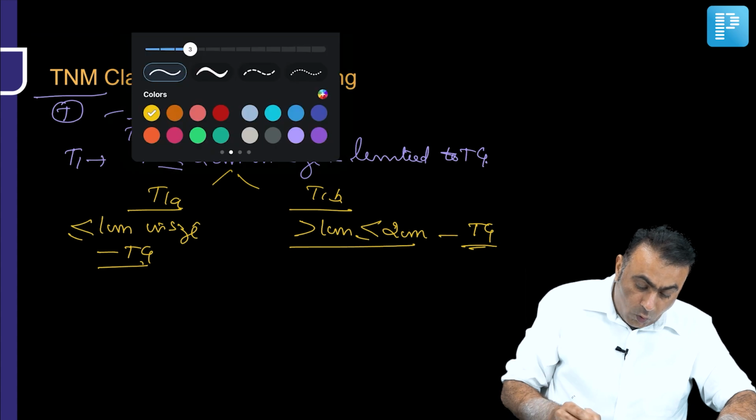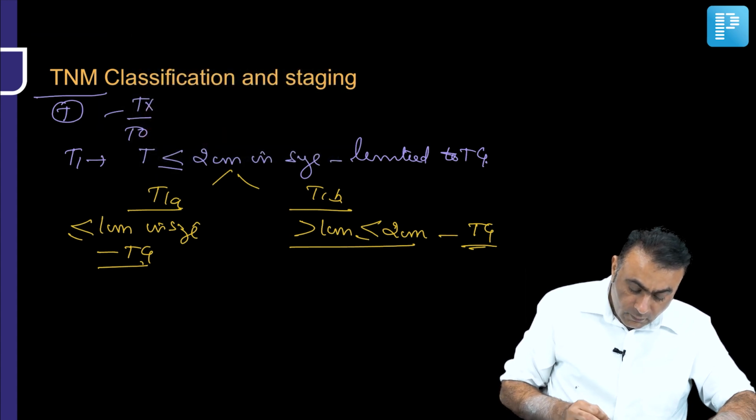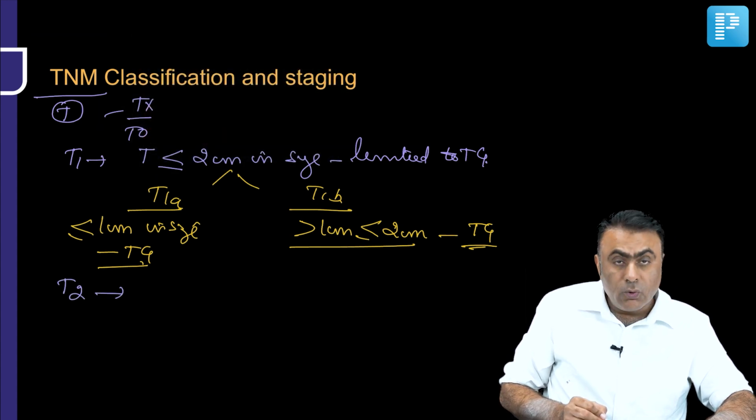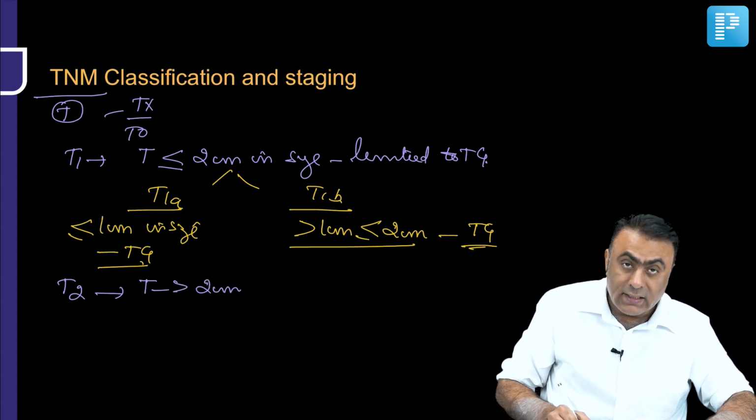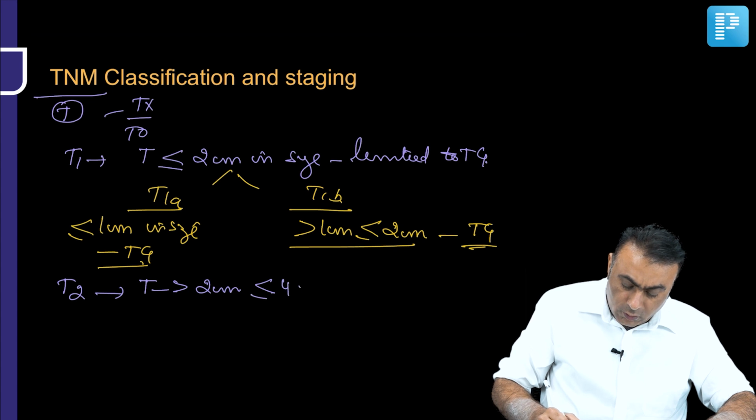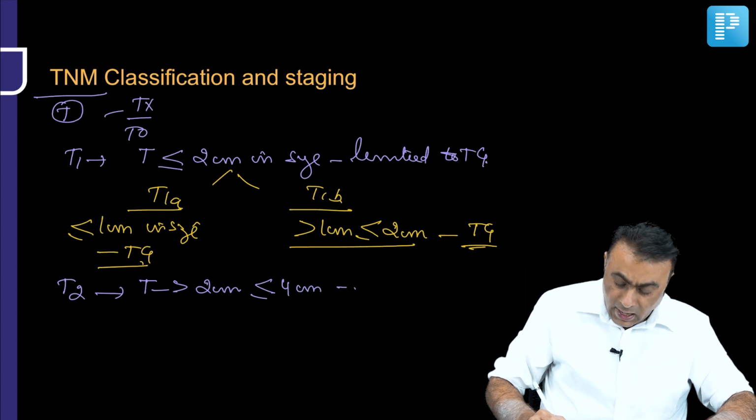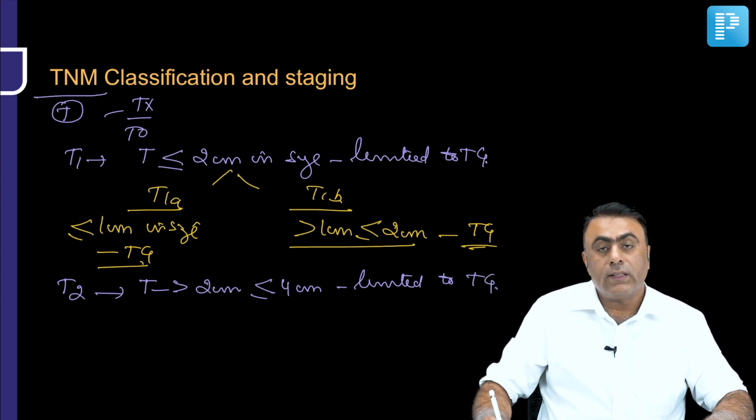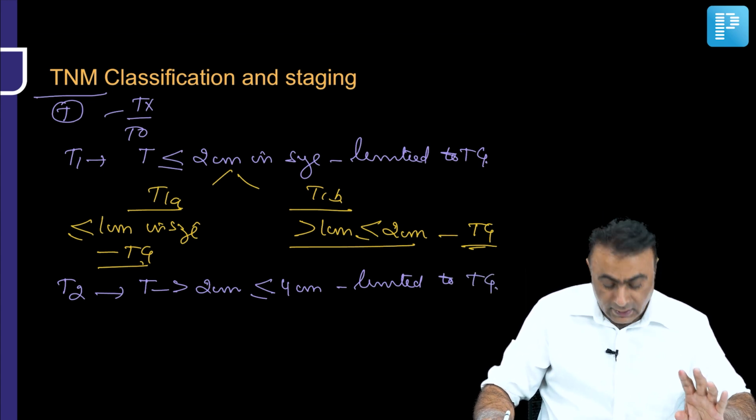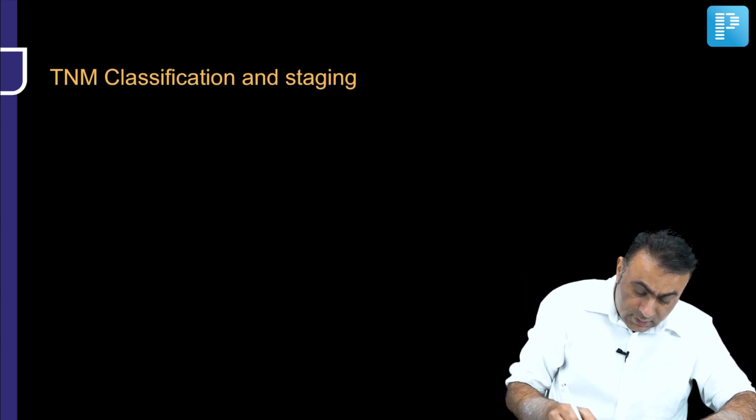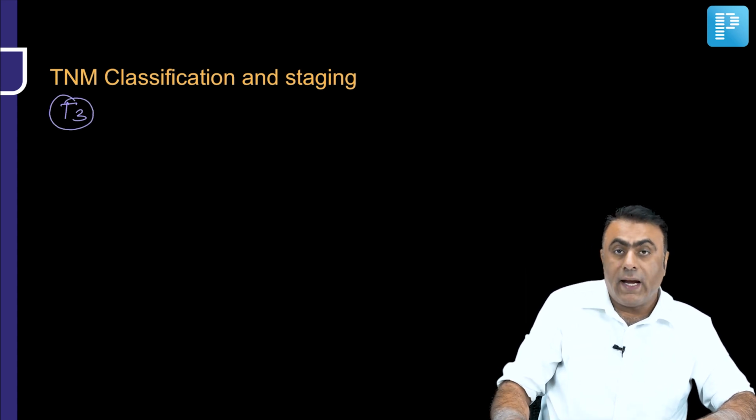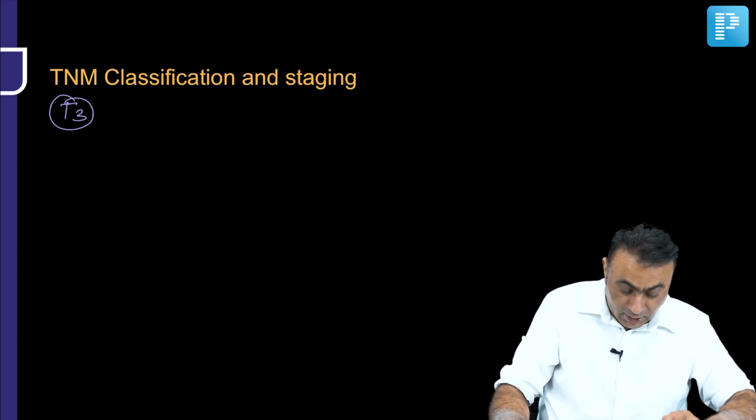Okay. Then what is T2? T2 is a tumor which is more than 2 centimeters in size and less than or equal to 4 centimeters in size and limited to the thyroid gland. Now, if I go to T3, this is something very important because this is a part where there's a change between the 8th AJCC and the 7th AJCC classification.